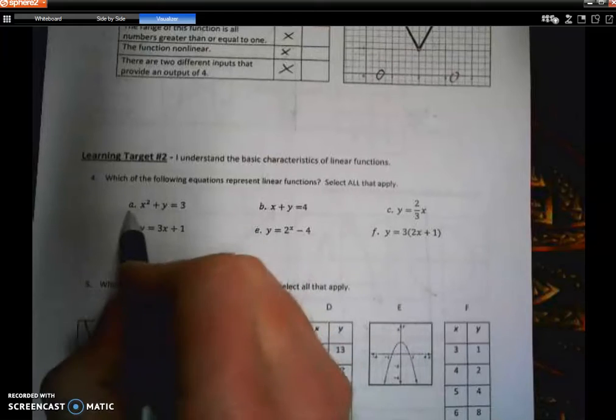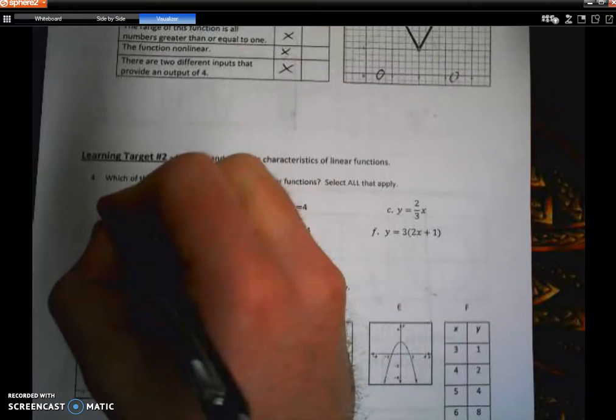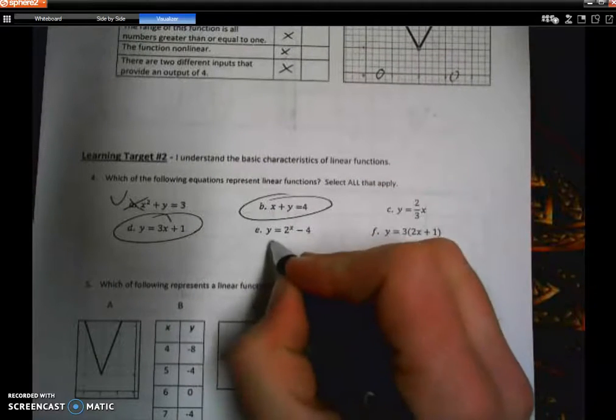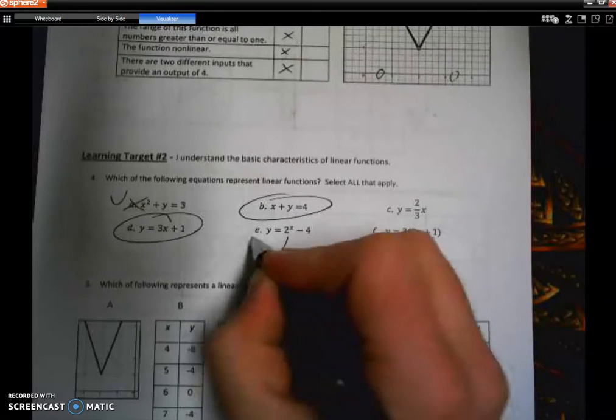Which of the following equations represent linear functions? Well, basically, I'm looking for anything without exponents. If there's an exponent, the line curves. So A is not one. D is. B is. E is not one. That's a line that does that. And you can also plug these into Desmos and check them too if you really want. So A, no, C, no, so it's D, B, C, and F.